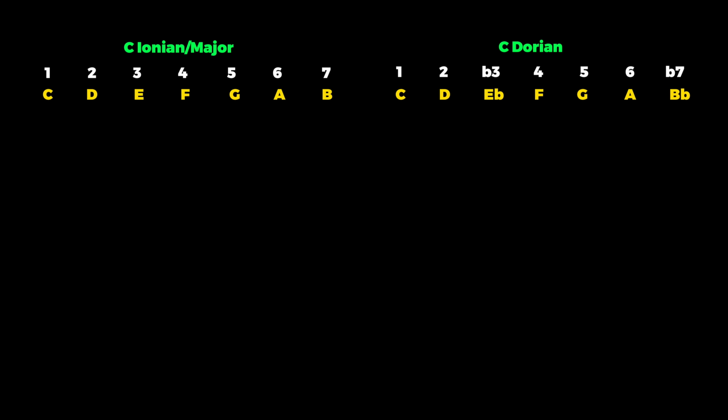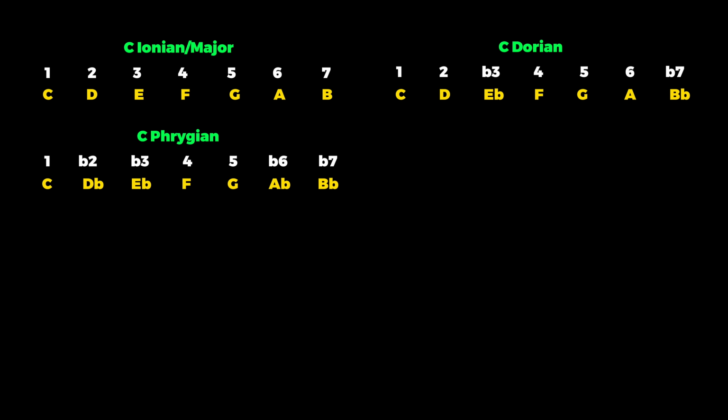Now let's look at the intervallic structures of the rest of the major scale modes by comparing them to C. I'll even keep the C major scale on the screen to help you see better. We already looked at C Dorian, so the next mode would be C Phrygian. The intervallic structure of C Phrygian is 1, flat 2, flat 3, 4, 5, flat 6, flat 7.